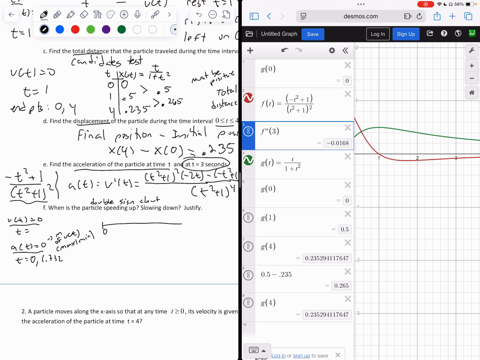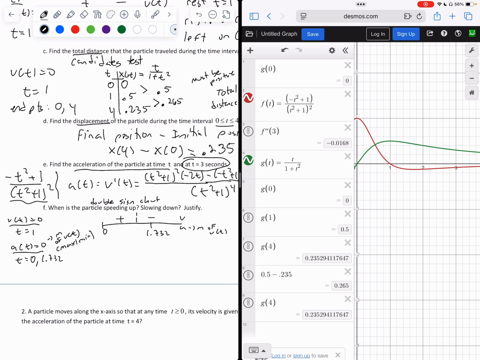Now I can draw my double sign chart over here. Starting at 0, on top I'll put velocity. I only have the 1, and I already have my sign chart from velocity. It was positive, negative. On the bottom, I'm going to put acceleration. I just have that 1.732.